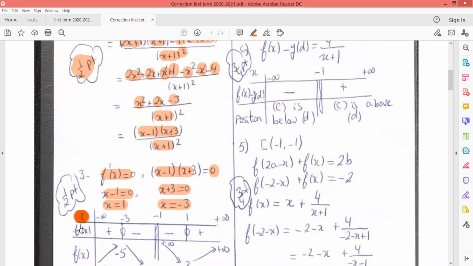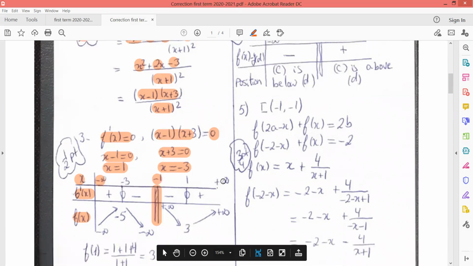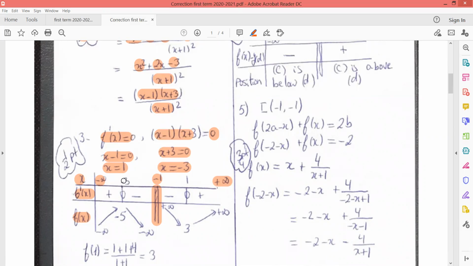In the table of variation, we put x, f prime x, f x. Domain of definition first: minus infinity, minus 1. We put a bar at minus 1 and plus infinity. The values of x are minus 3 and 1. Since it is of the second degree, between the roots it has the opposite sign of a, so between the roots it is negative, and outside the roots it is positive.